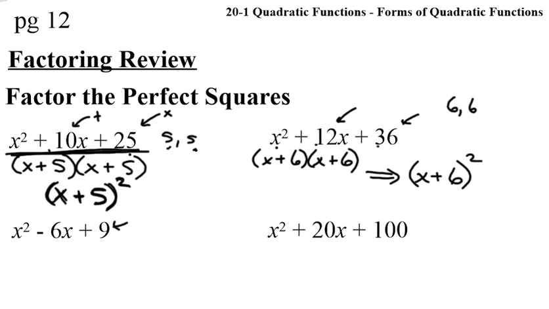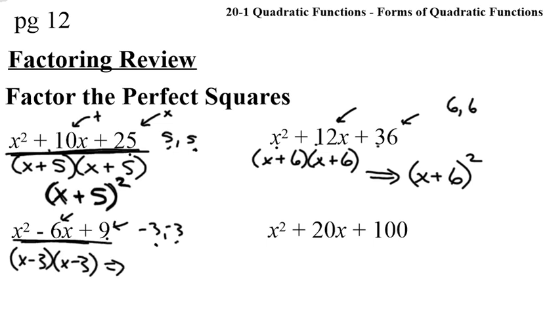What multiplies to 9 but adds to negative 6? A little bit of thinking. Negative 3, negative 3. Two negatives multiplied give me a positive 9. Two negative 3's added give me a negative 6. So again, perfect square because it's x minus 3 times x minus 3, which is x minus 3 squared.